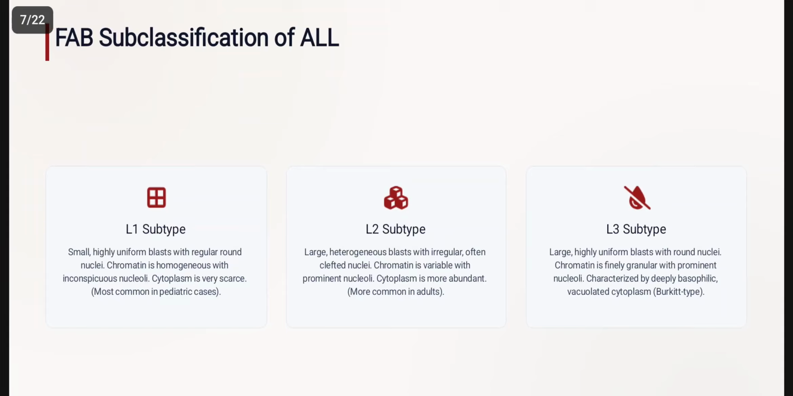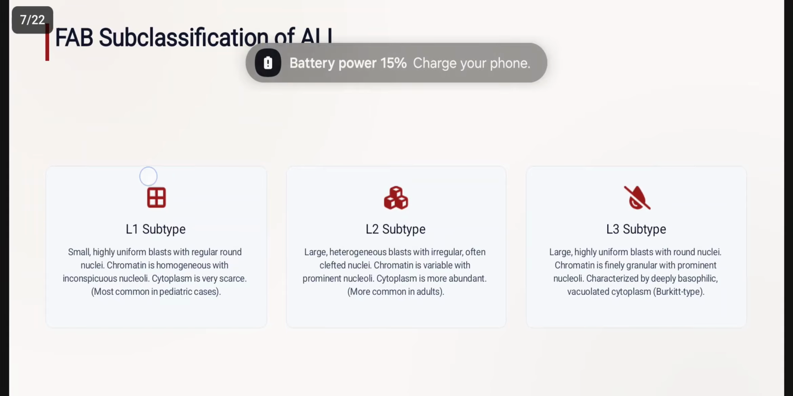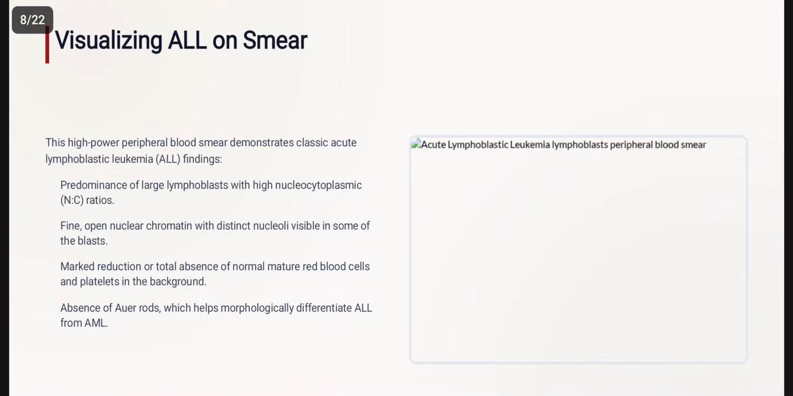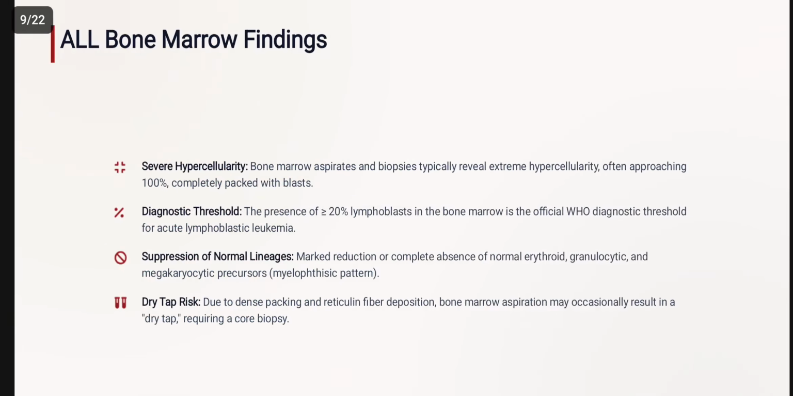FAB subclassification of ALL is L1 subtype, L2 subtype and L3 subtype. Visualizing ALL on smear: predominance of large lymphoblasts with high nucleocytoplasmic ratio. There is a fine open nuclear chromatin with distinct nucleoli visible in some of the blasts. Marked reduction or total absence of normal mature red cells and platelets in the background. There is an absence of Auer rods, which helps to morphologically differentiate ALL from AML.